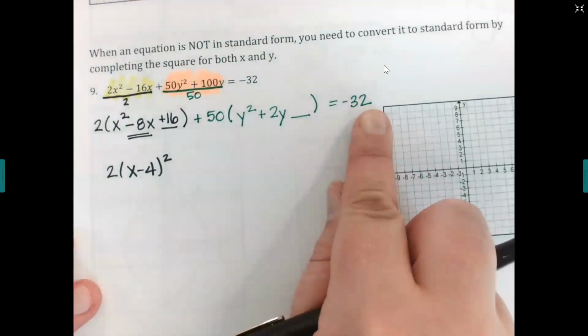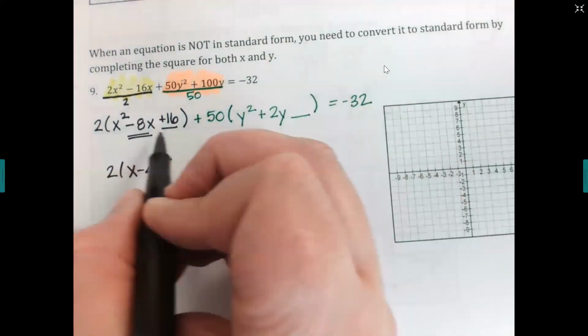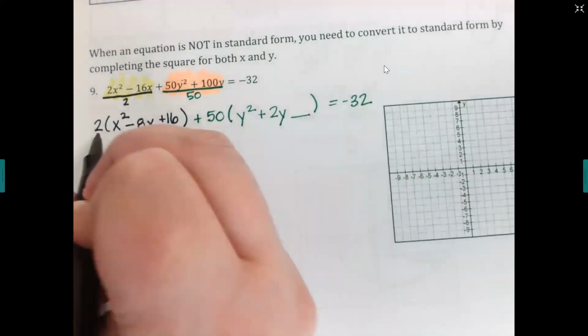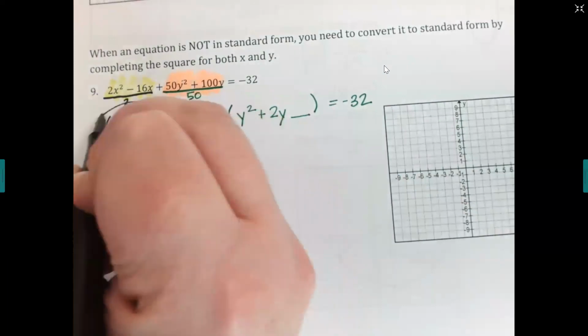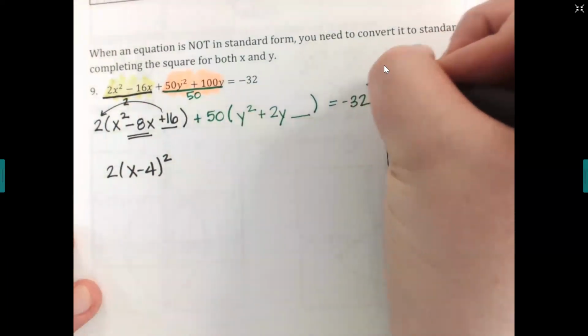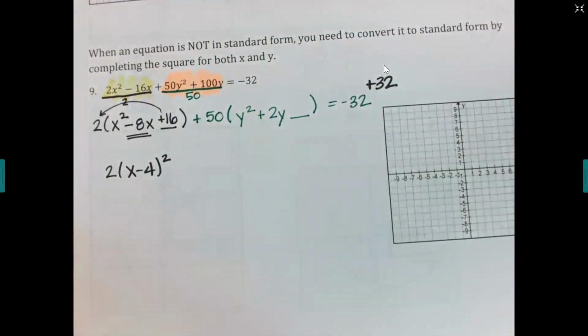And now here's the problem. I can't add 16 across because what's waiting on the outside of this to times with the 16? So what is 2 times 16? Then I need to add a 32 over. Does that make sense? So you're still filling in that blank with the complete the square number, but you have to remember to multiply it by what's waiting on the outside before you add it.